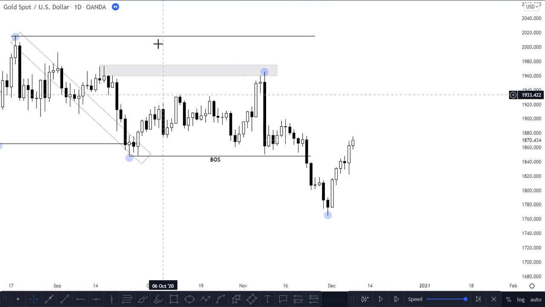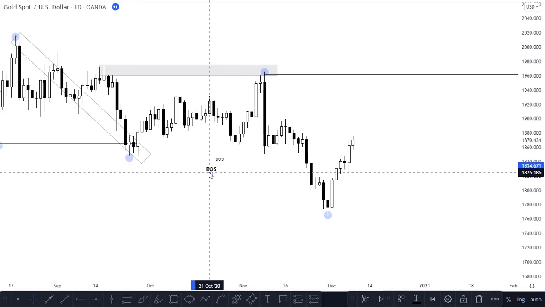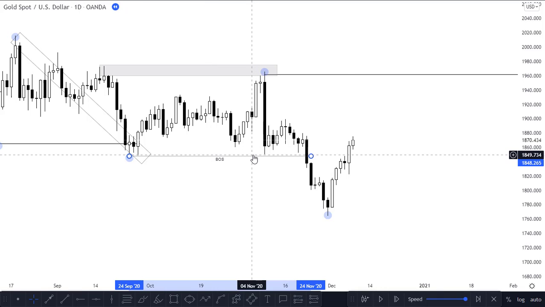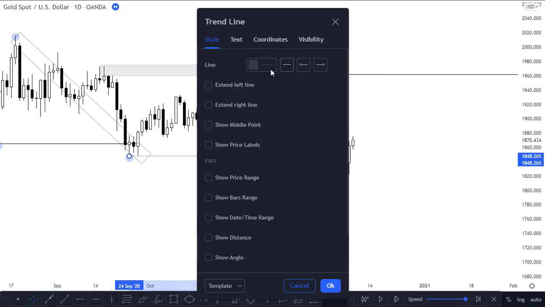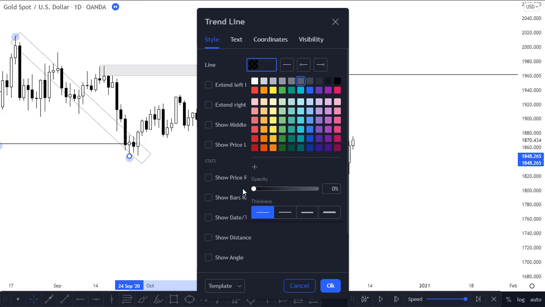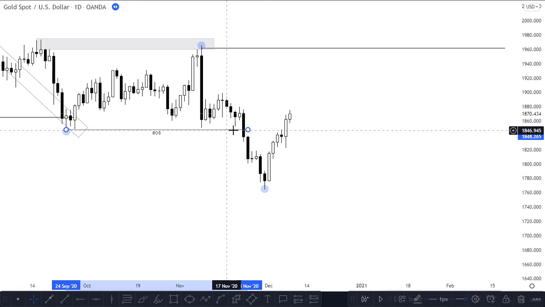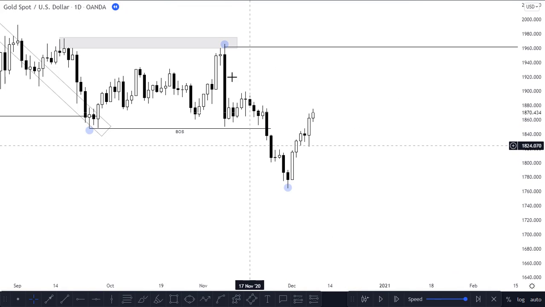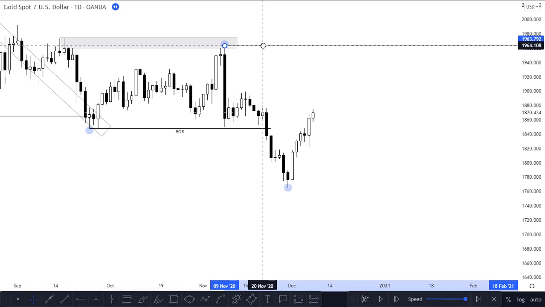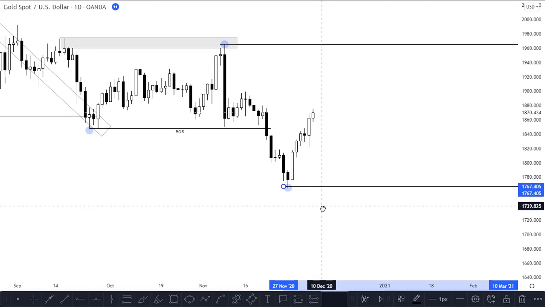So where is our major liquidity now? Our major liquidity is this high. Our major liquidity will be that high. After this high, our external liquidity will be this low.